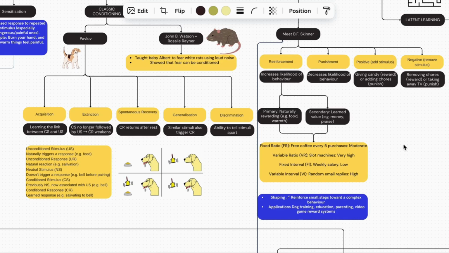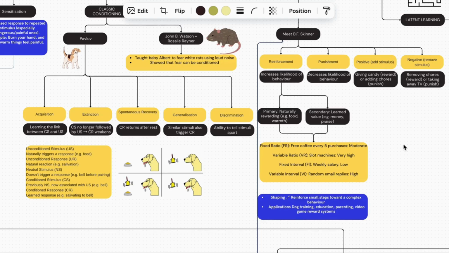Primary reinforcers are naturally rewarding, for example food and water. Secondary reinforcers have learned value, for example money and praise. Fixed ratio, like free coffee for every five purchases, gives a moderate response rate. Variable ratio, like a slot machine, gives a very high rate. Fixed interval, like a weekly salary, gives a low rate, and variable interval, like random email replies, gives a high rate.